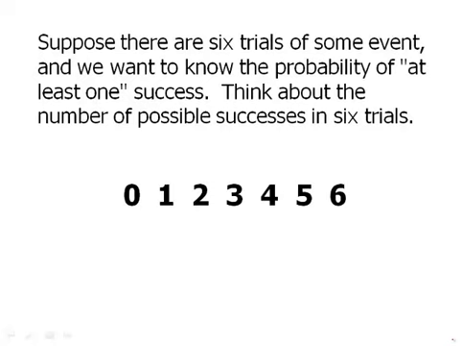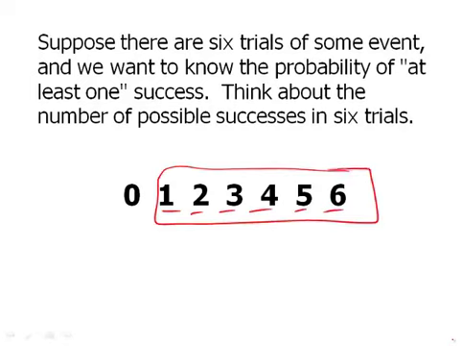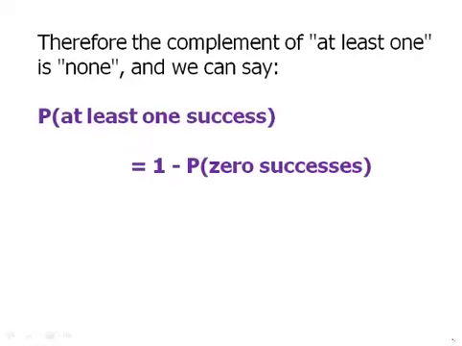So what would be the set "at least one"? So at least one would be 1 or more. All of these are at least 1. We could say this box here, that's the set "at least 1." Well, what's the complement of that set? What's the part of the whole set not included in that box? Well, of course, the complement of that is just 0. And that is always the only case that is not included in the phrase "at least one." So this is a huge idea. The complement of at least 1 is none. And therefore we can say the probability of at least one success is 1 minus the probability of 0 successes.